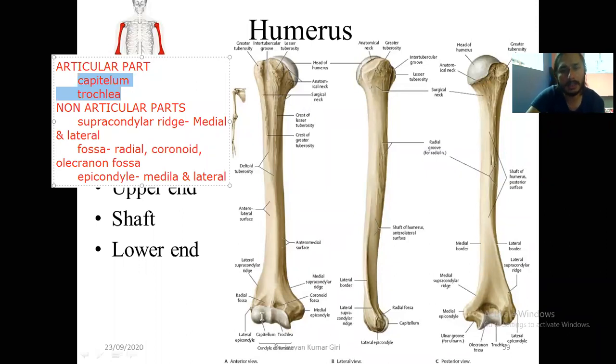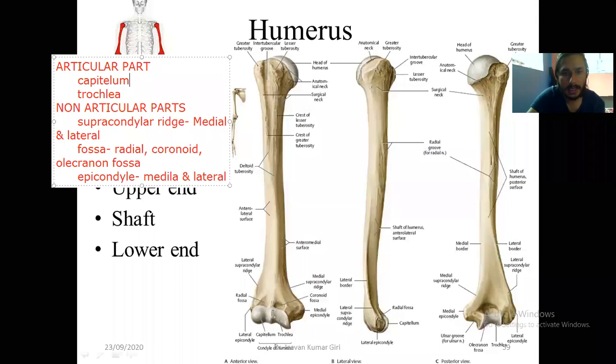So laterally there is the capitulum, medially there is the trochlea. Are you getting it? The capitulum is a rounded articular surface on the lateral aspect of the lower end, which articulates with the head of the radius. Next is the pulley-shaped articular surface on the medial side of the lower end, which articulates with the trochlear notch of the ulna. That is the trochlea. The shape is like a pulley.